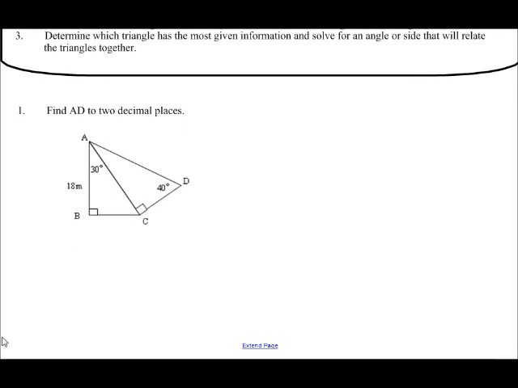Okay, so when we're dealing with a problem like this, we need to find the right triangles that are involved. Do you see more than one right triangle here? Yeah. Now we're looking for length AD. So this length AD, I'm going to call it X. That's what we want to find.